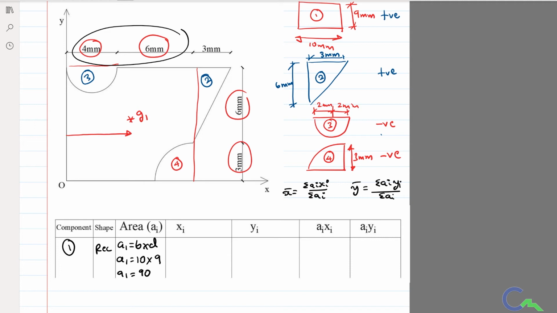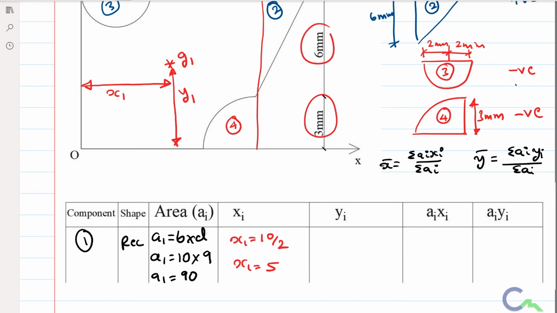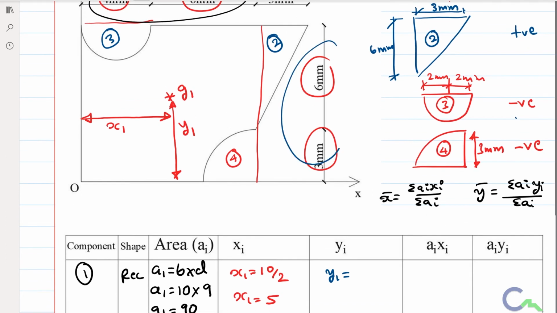Therefore X1 is from OY reference axis, then Y1 from OX reference axis. So X1 will be 10 divided by 2. So I will get X1 is equal to 5 mm. Then we have Y1, that is total it is 9 divided by 2. Therefore Y1 I will get 4.5 mm.